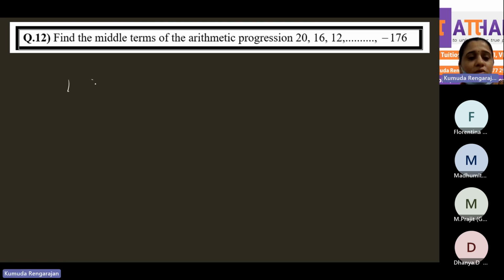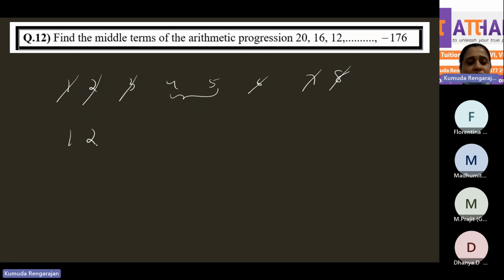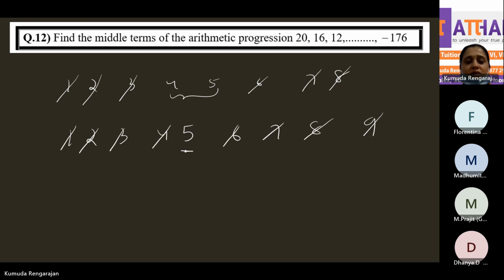If it has even number of terms, 1, 2, 3, 4, 5, 6, 7, 8: 8 and 1, 2 and 7, 3 and 6. So these are the two middle terms. If the arithmetic progression has odd number of terms, 1, 9, 2, 8, 3, 7, 4, 6, there's the middlemost term. So if the arithmetic progression has even number of terms, so here n is 8, no? It has even number of terms. Then there'll be two middle terms. If it has odd number of terms, then it has only one middle term.